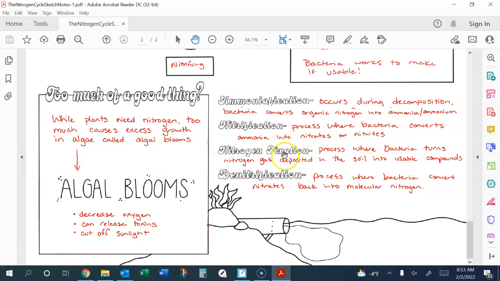Nitrogen fixation is when the bacteria in the gas, or I'm sorry, the nitrogen in the gas from the air gets changed into something that can be used in the soil. And then denitrification is when the nitrogen in the soil turns back into the nitrogen gas in the air. Okay, so if you need to copy those, go ahead and pause the video.